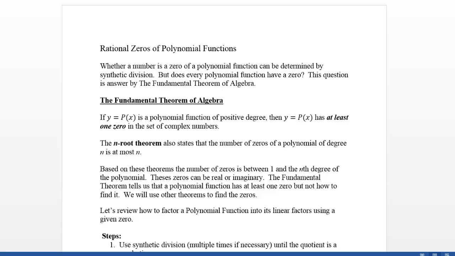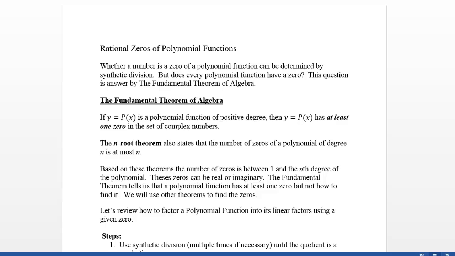Now, before we even start, one of the things that we need to be aware of is how many zeros the polynomial function has. Keep in mind, you can have rational zeros or you can have imaginary or complex number zeros. For this particular lesson, we're just going to focus on the rational zeros, and in subsequent lessons we're going to focus on irrational zeros and complex numbers. So for this lesson, we need to have an idea already of how many zeros are possible, and we have two little theorems here that give us that information.